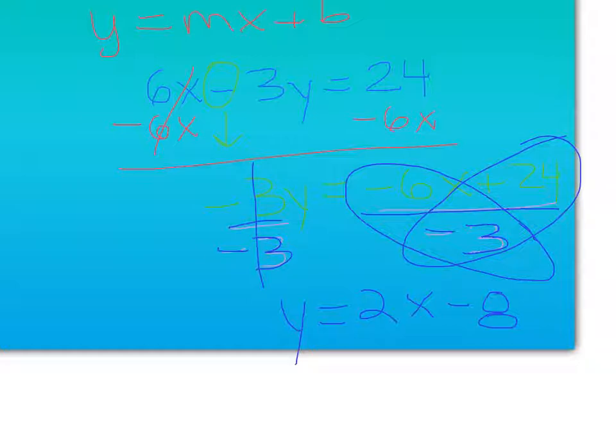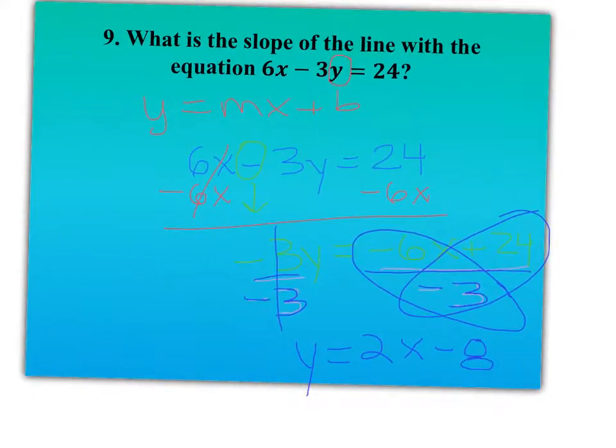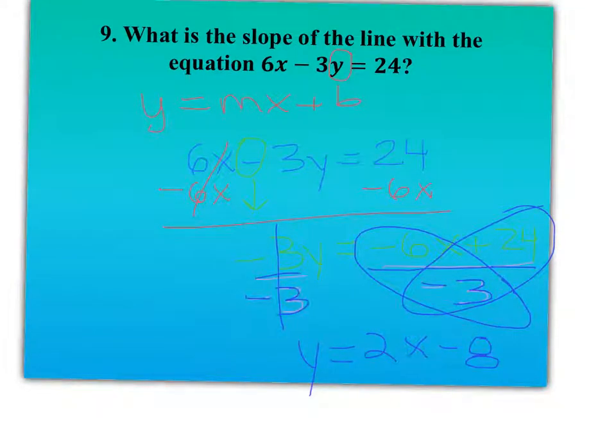So now, if I zoom out, my problem is in y equals mx plus b. It wants to know the slope. Well, now that I have y equals mx plus b, my slope is always equal to m. So m equals 2. That's your answer.